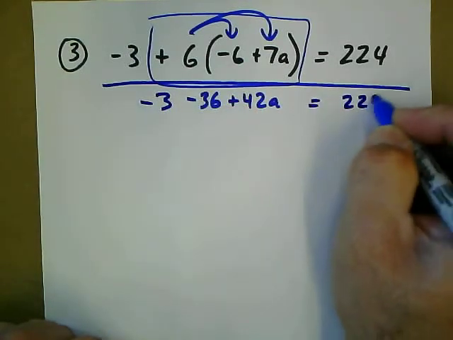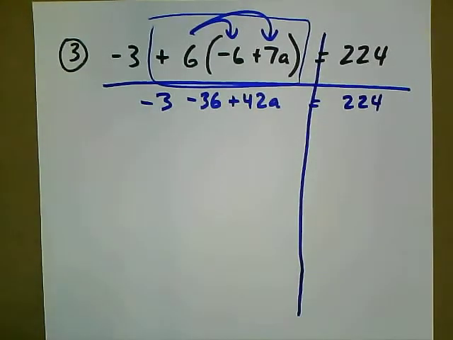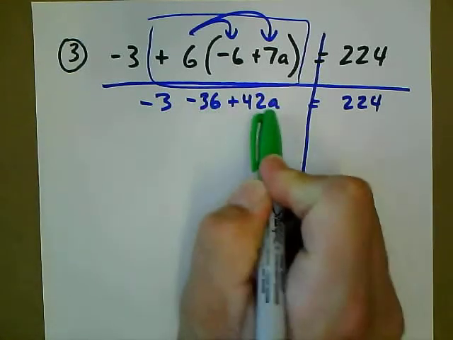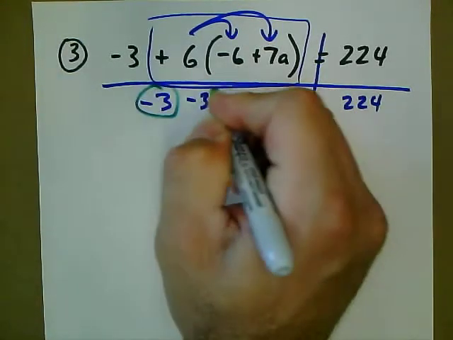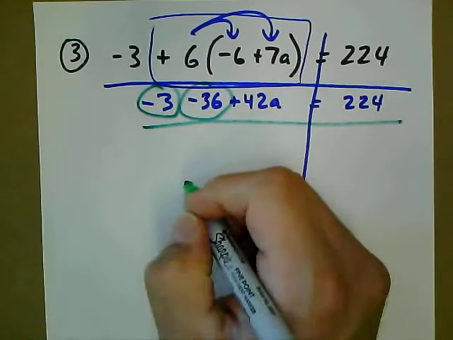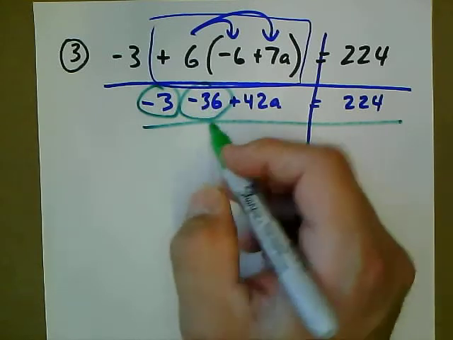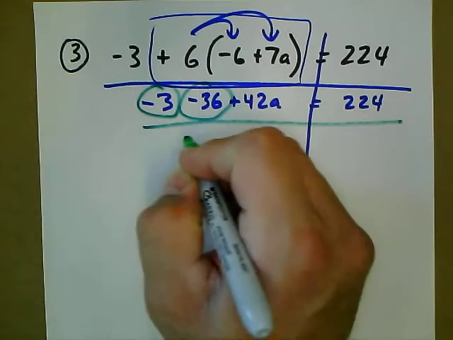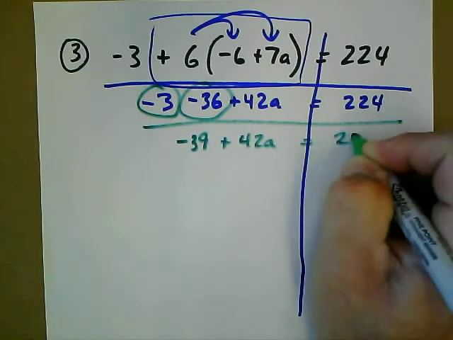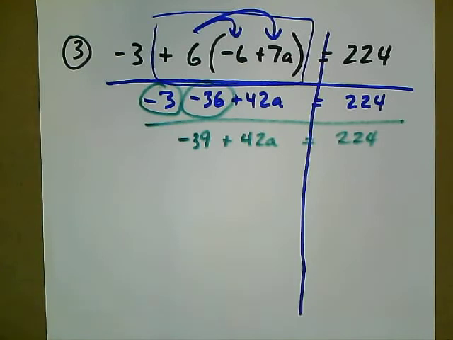It equals 224, and we might as well separate the problem. We want to know the difference between the right and left side, so you want to make sure you do that. The next part is to combine like terms. No variable, no variable, variable. Well, guess what? The no variables are the same because they don't have a variable. Negative 3 minus 36, or negative 3 plus negative 36, either way is negative 39. Bring down the 42a, that equals the 224, and we created a new problem.